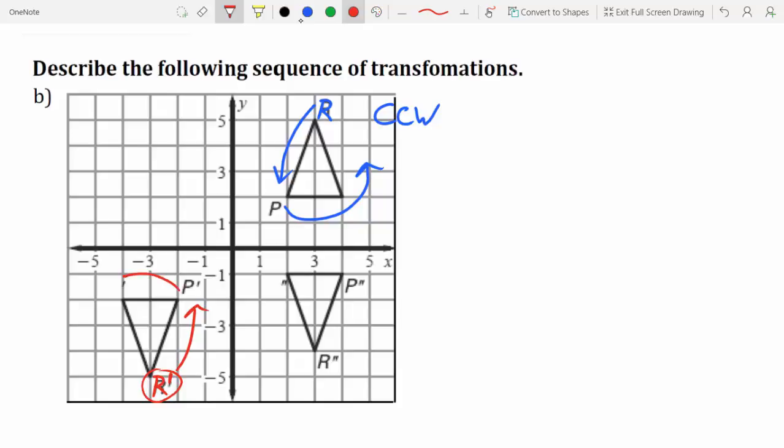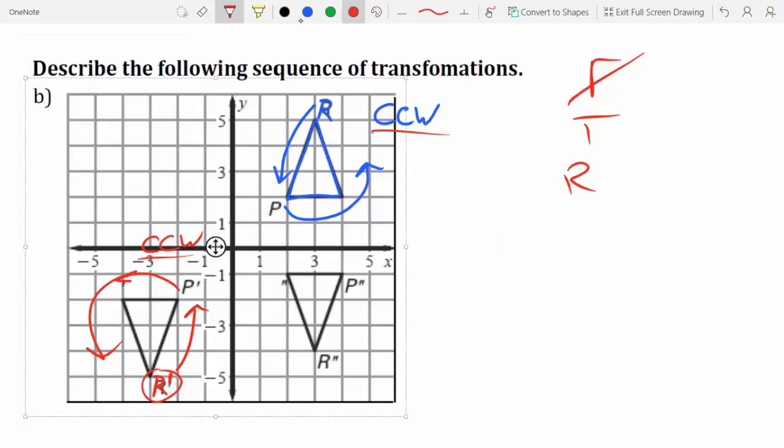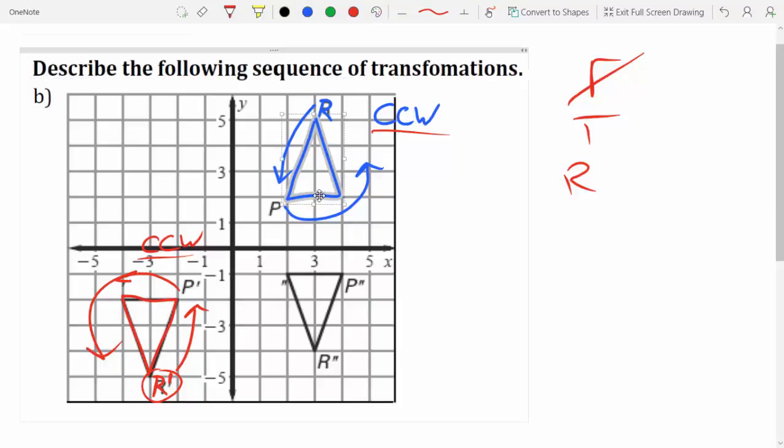I'm going to continue that arrow to see that that is counterclockwise. So the orientations are the same. It cannot be a reflection. It's either a translation or a rotation. If I trace this out and I trace out my other one, I can see that this thing is not getting slid down there, right? It's that shape is getting spun.